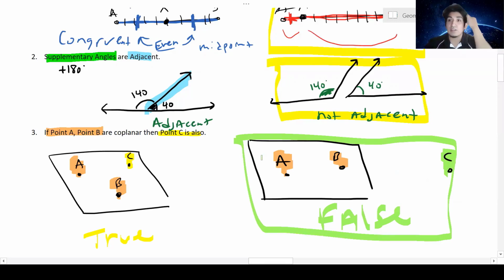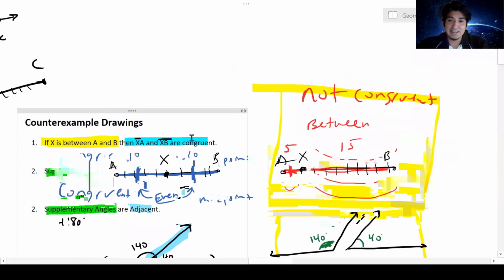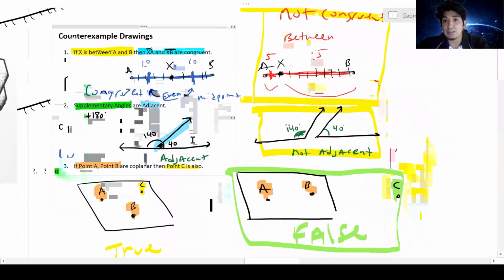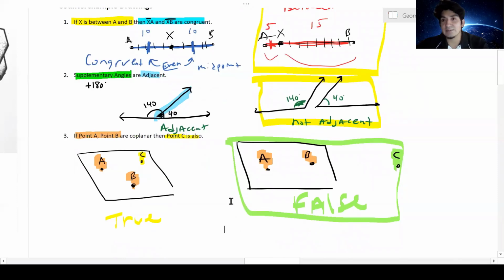Okay, so there are examples of how to draw counterexamples. Just be aware, the better you are at drawing these, the better it's going to come out for you. Okay? So tune in next time, guys.